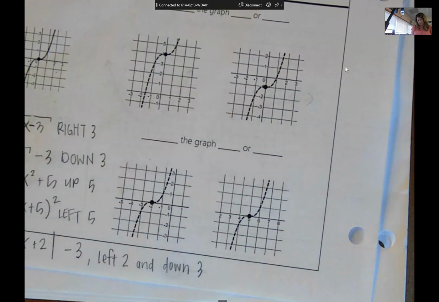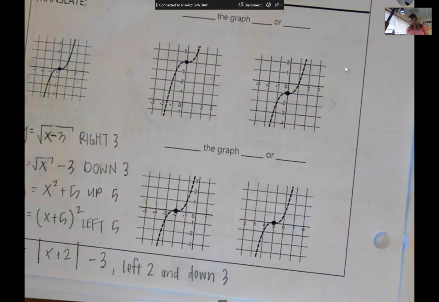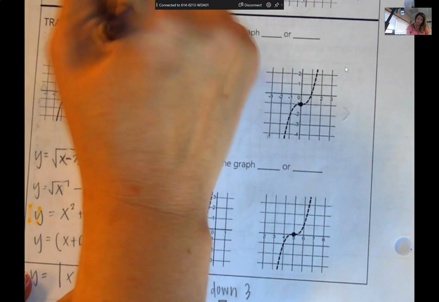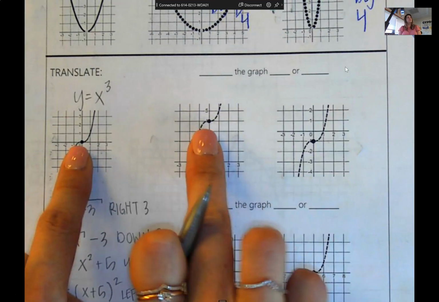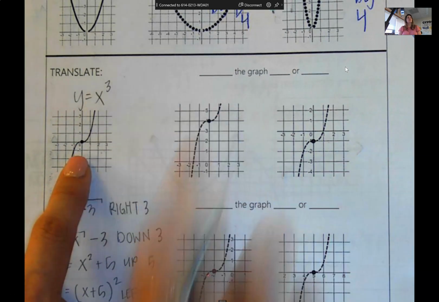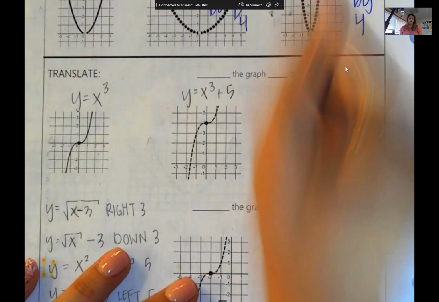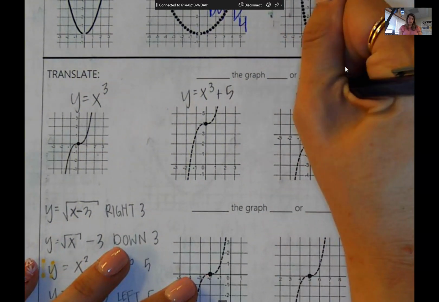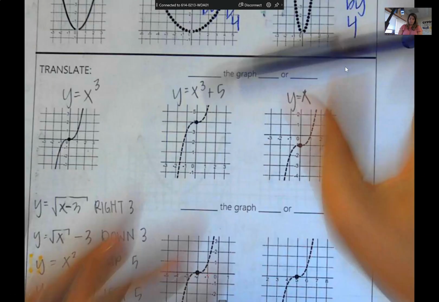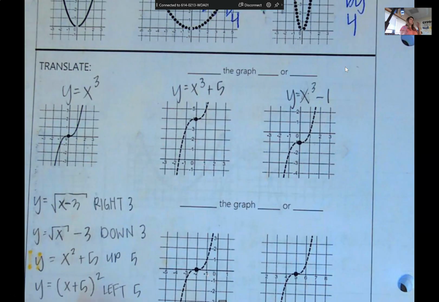So this is your parent. This means we shifted up. So if you look at this graph compared to this graph, they're saying you took this parent and shifted him up 5. So he looks like x cubed plus 5. And this one has been shifted down 1. So he looks like x cubed minus 1. Notice not trapped with the x.